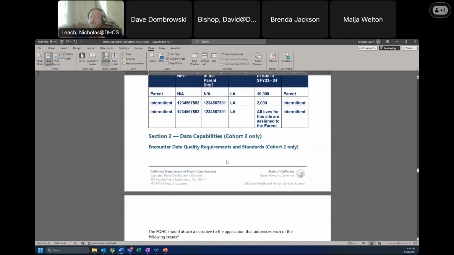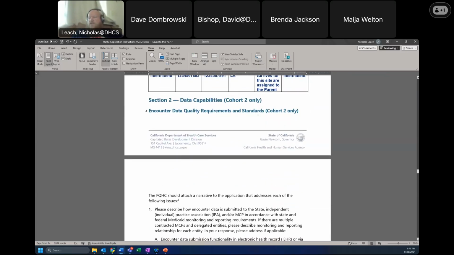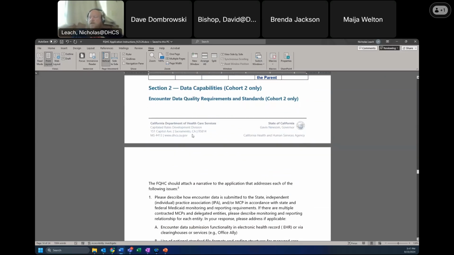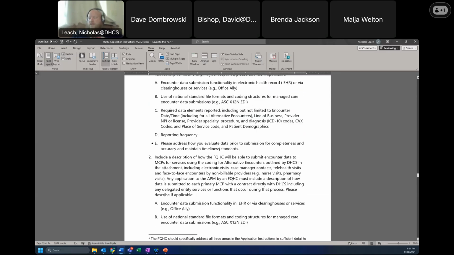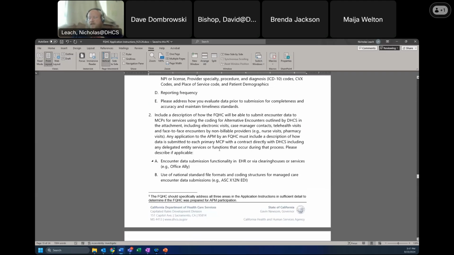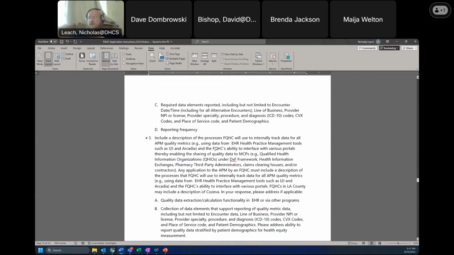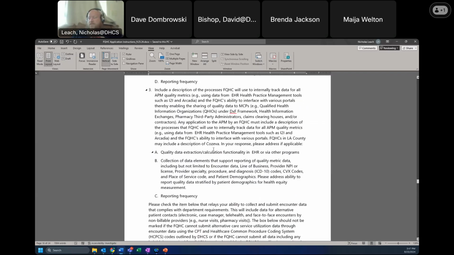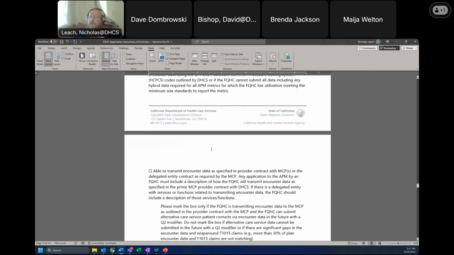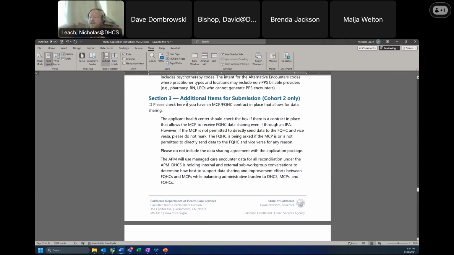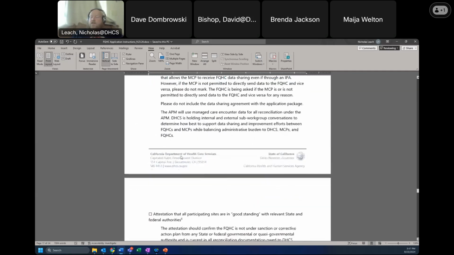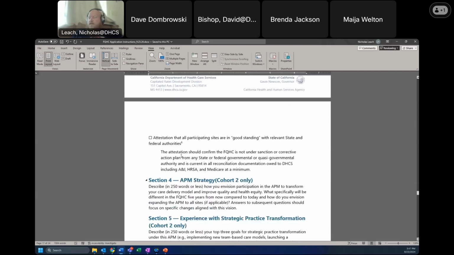The narrative portions as we get here, section 2 for cohort 2 only. So really, describe the data quality requirements and standards, how you fit into them. It's a narrative portion of the application. So feel free to look through those. Section 3 is additional items for submission. So it'll check off these boxes to make sure that you're really hitting all of the pieces.